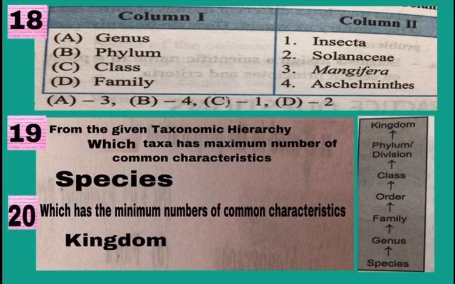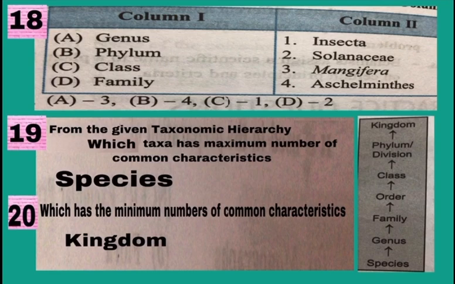Question number 18. Here you have to match column 1 with column 2. Column 1, A, it is genus. It is matched with Mangifera. Mangifera is a genus of mango. B, phylum. Aschelminthes is a phylum. C, class. Insecta is a class of phylum Arthropoda. D, family. Solanaceae is a family which has genus Solanum, Petunia and Datura.